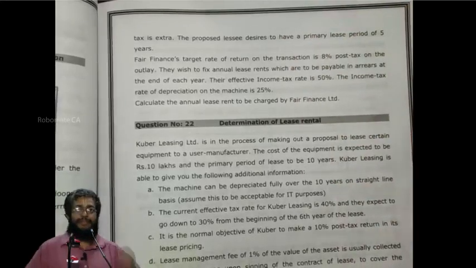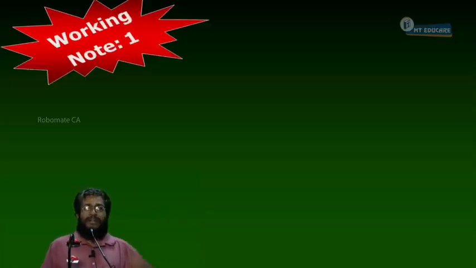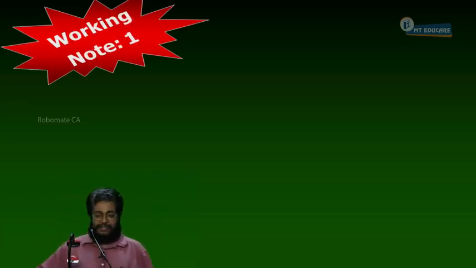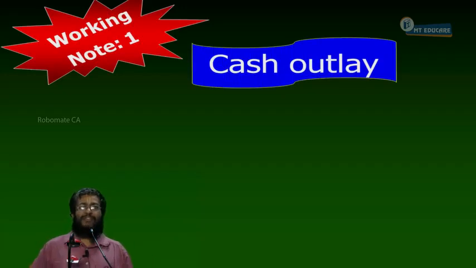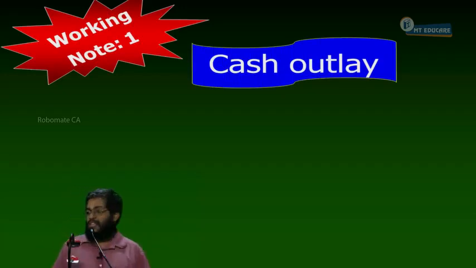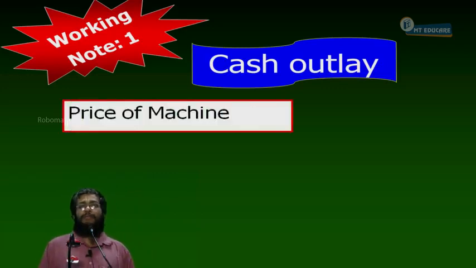Okay. Write down. Step 1: Cost of asset financed. Please underline that. Cost of asset financed is the price of the machine. Underline that.